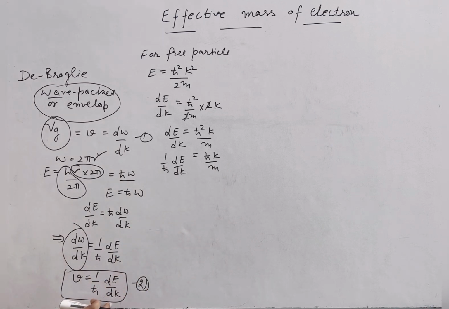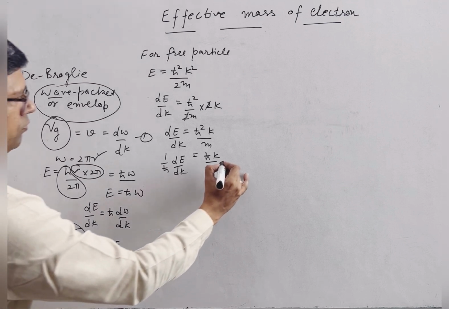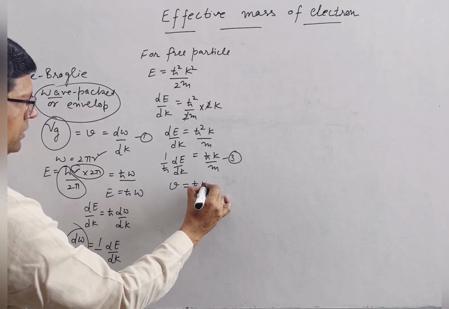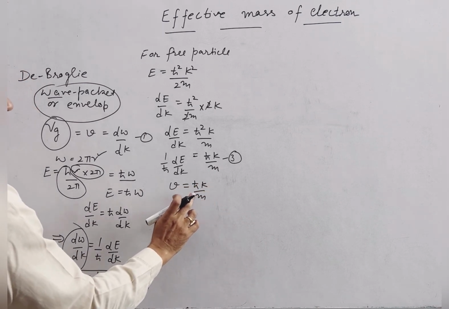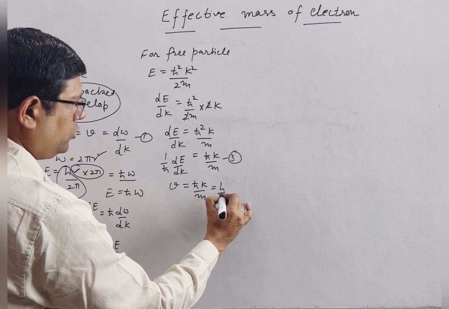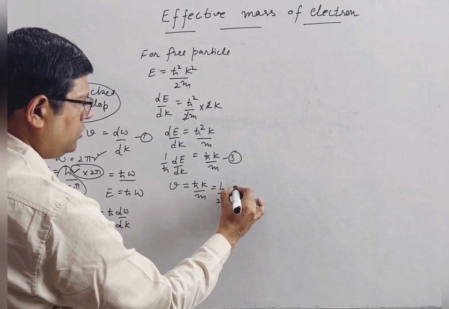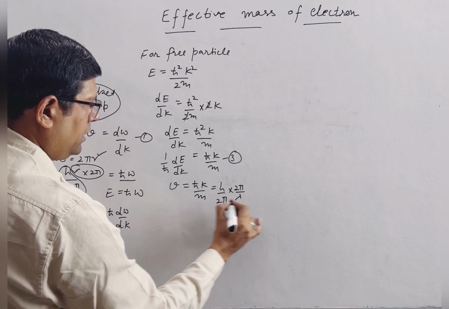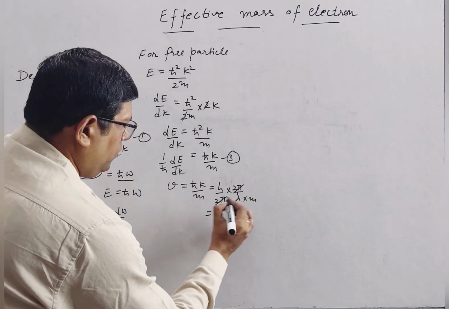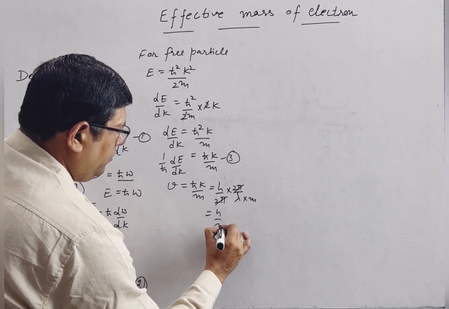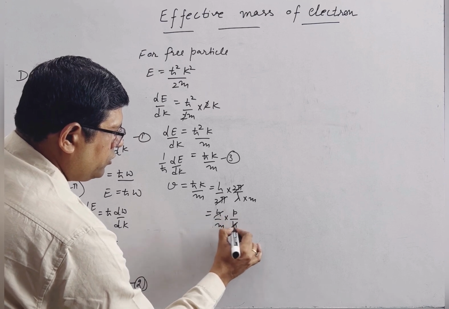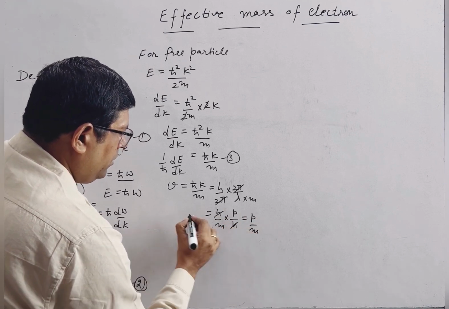So putting the value of 1 upon h cut dE by dk in equation number 2 from number 3, we have V equals h cut k by m. Now this h cut k equals p, momentum, as we can show here. h cut is h upon 2 pi, k is 2 pi by lambda, and into m. From here 2 pi cancels, so we get h upon m into 1 upon lambda, and lambda is h upon p, so we have V equals p by m.